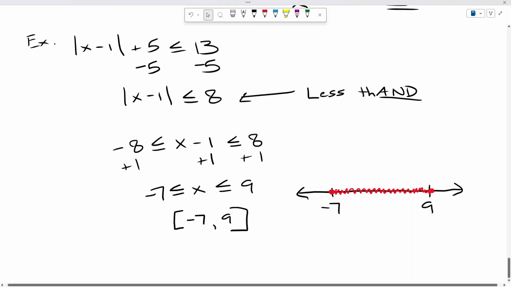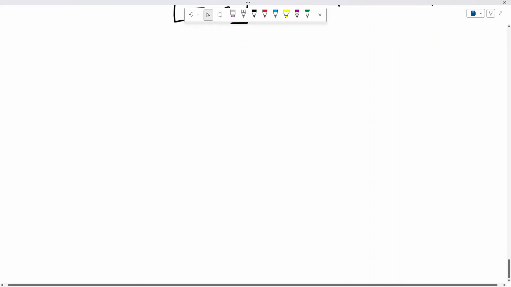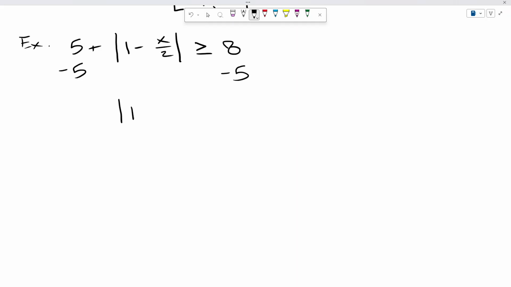And then let's try one more. As I'm sure you can imagine, this will be a greater than, just so we see an example of that too. If we had 5 plus the absolute value of 1 minus x over 2, greater than or equal to 8. All right, let's take care of the 5 first. So we end up with absolute value of 1 minus x over 2 greater than or equal to 3. All right, so we got the absolute value by itself at least.